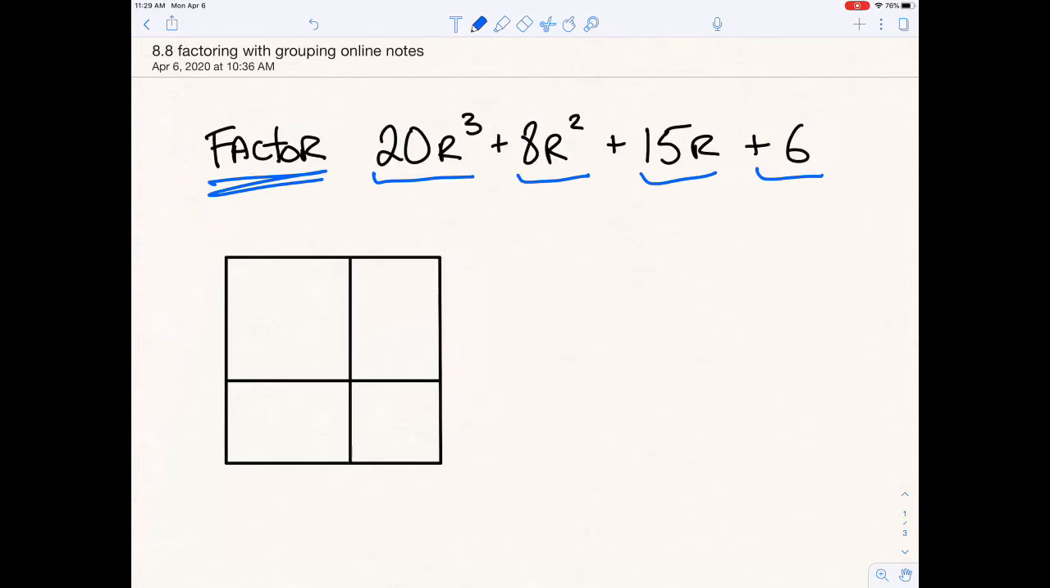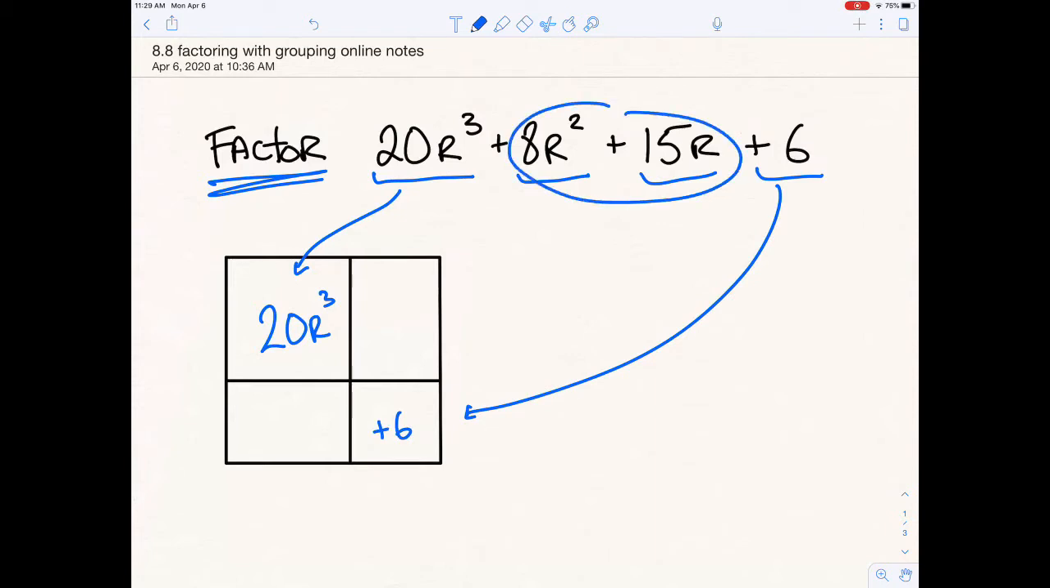I'm going to use the area model, and I have it set up already. So my first term is going to go in the 20r cubed spot, right? First term goes here, and the last term goes here. And now the only difference is normally we have one value in the middle because we're used to having a trinomial, but we have 2 values and we have 2 different spaces to put them. So let's put them in. I'm going to put 8r squared in that spot, and the 15r goes here.